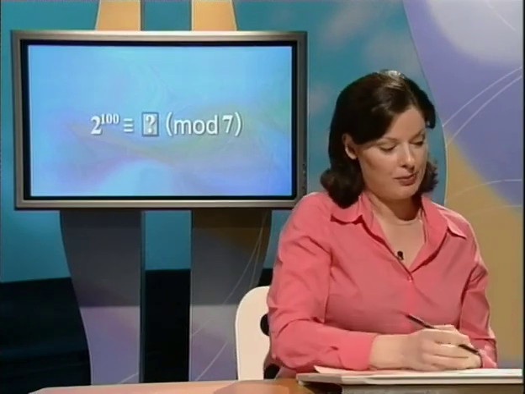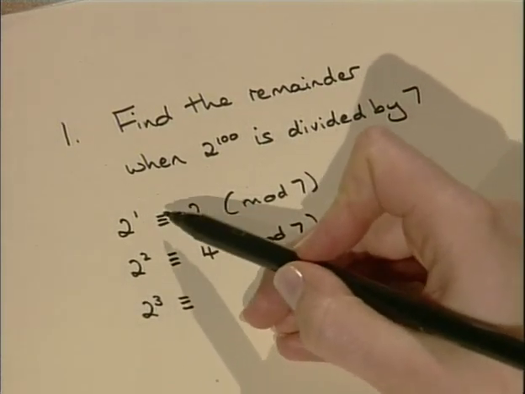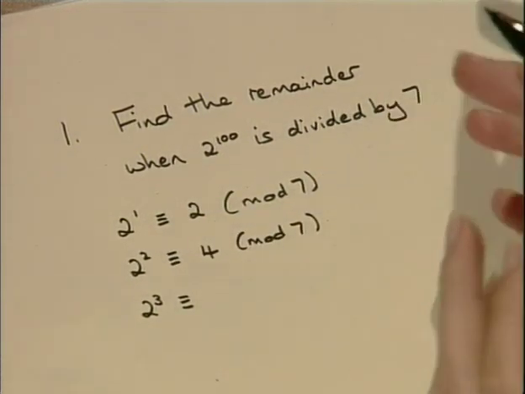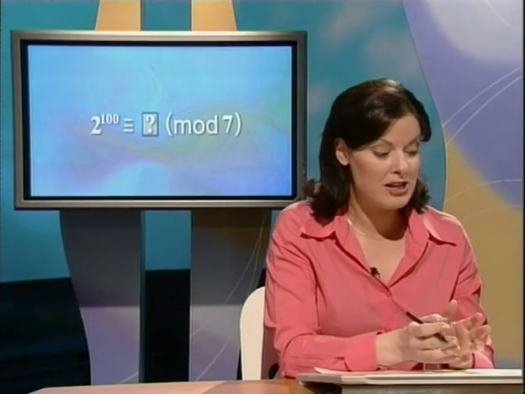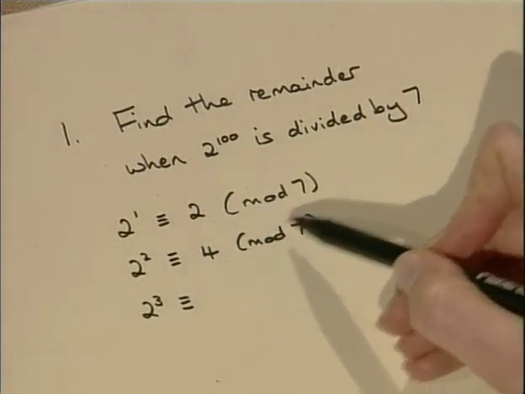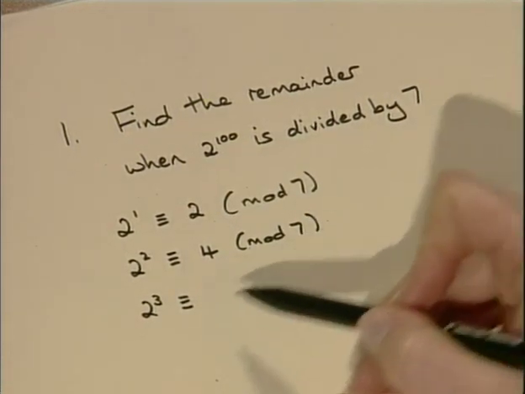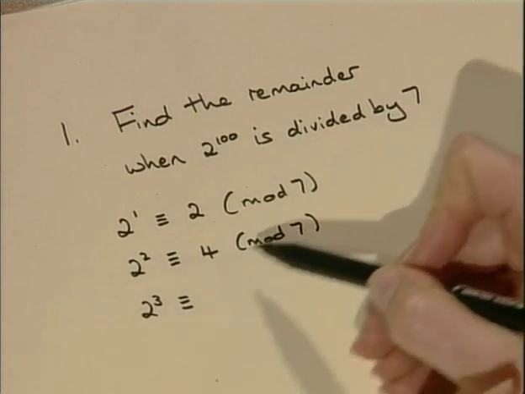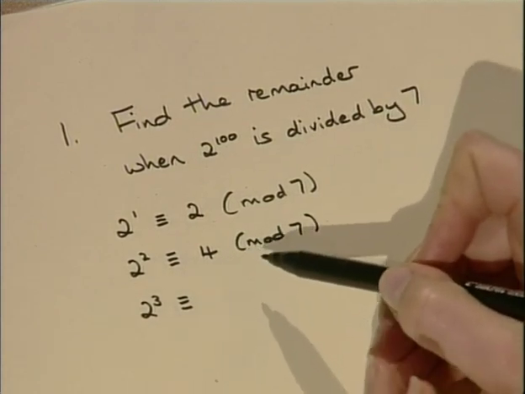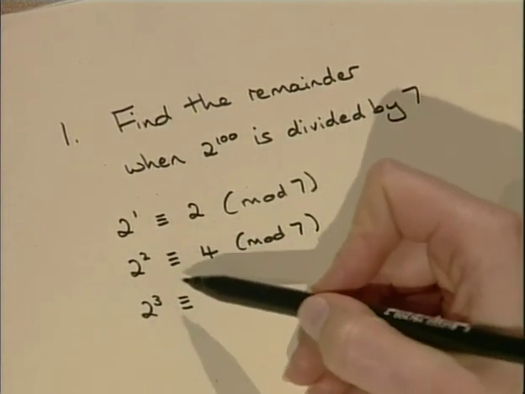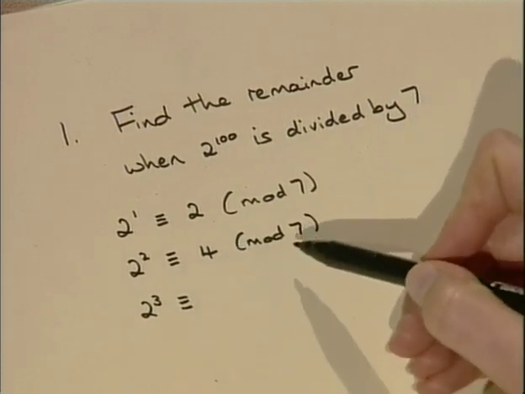And I've done the first couple. 2 to the power 1, well, that's just 2. If I divide that by 7, I get a remainder of 2. So 2 to the power 1 is congruent to 2 modulo 7. 2 squared, well, that's 4. Divide that by 7, I get a remainder of 4. So 2 squared is congruent to 4 modulo 7.